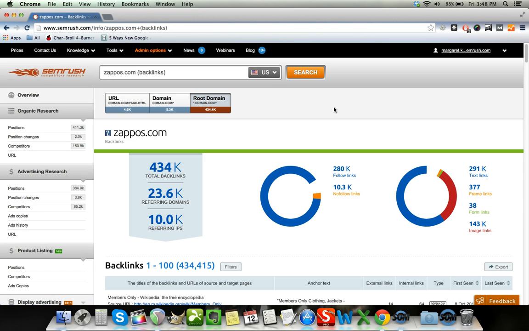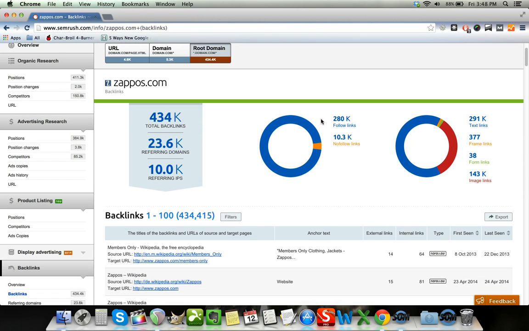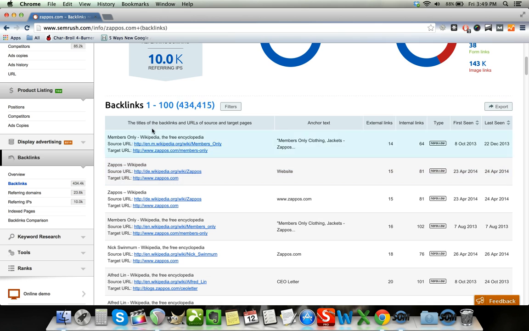Okay, so what you're looking at right now is the Backlinks Report for Zappos.com. Okay, so we know that they rank for 434,000 total backlinks from 23.6 thousand referring domains and 10,000 referring IPs. The vast majority of those are follow links, but a few are no follow, and again, the majority are text, but we also have a lot of image links. Okay. So here are their links.